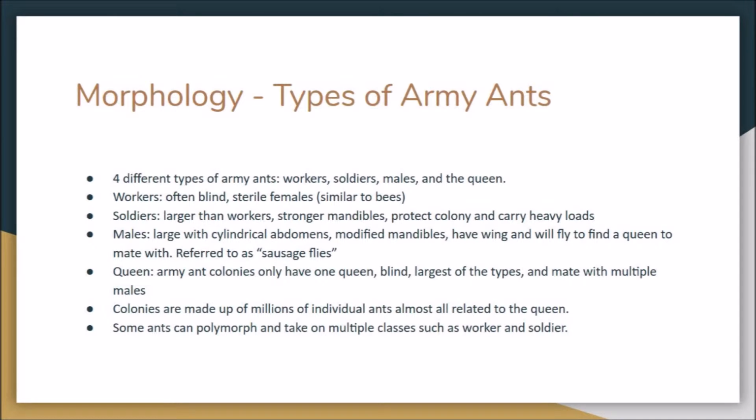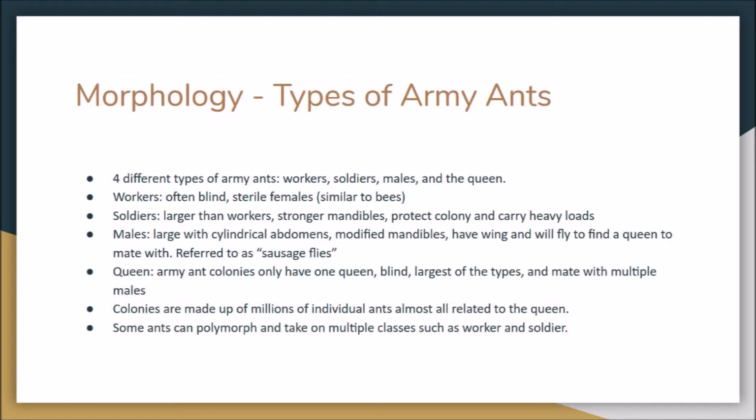Next, we're going to talk about the morphology or types of ants that can exist in a colony. As with bees, there are different types of ants that can exist within a colony. So overall, there are 4 different types of army ants: workers, soldiers, males, and the queen. Workers are often blind and are sterile females. Soldiers are larger than the workers, with stronger, larger mandibles. They protect the colony and can also carry heavy loads.